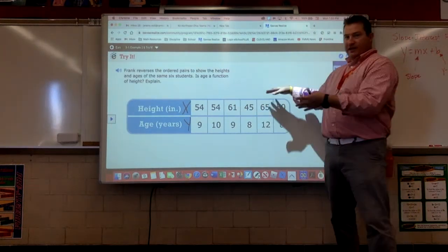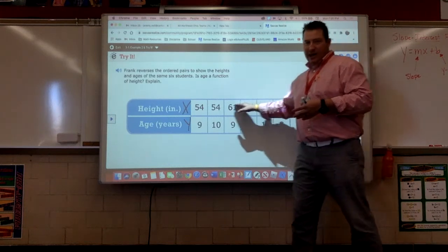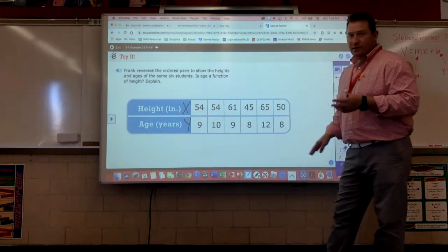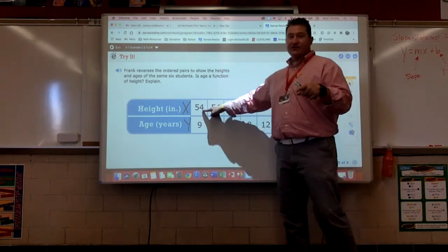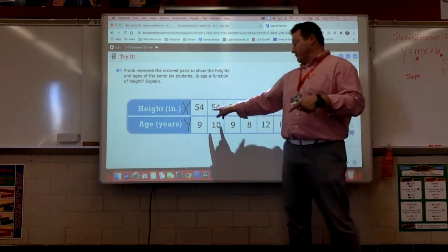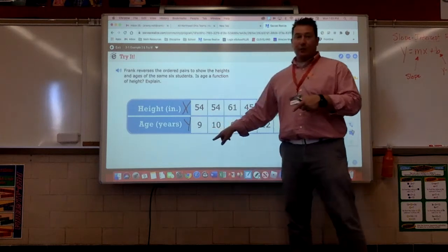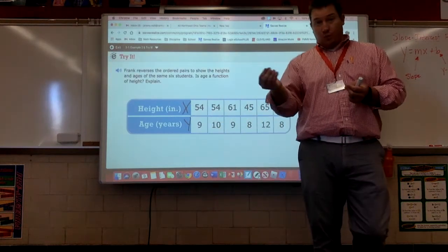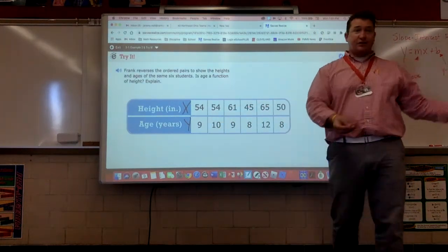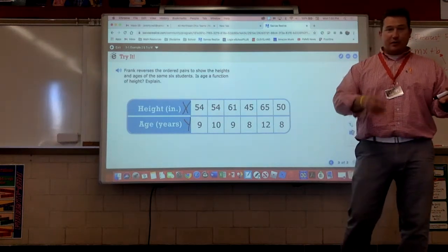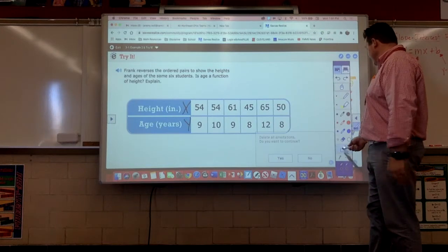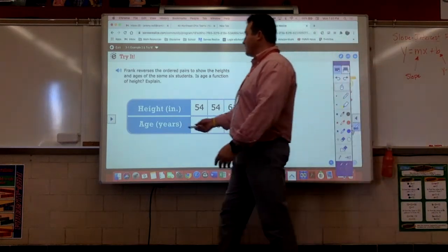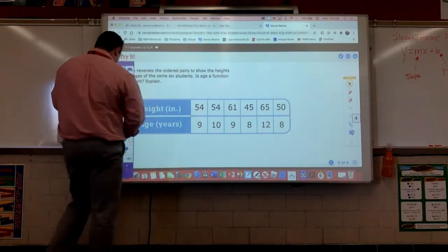So I want you to focus in here just on the x's, right? Do any of these x's repeat? Yeah. That's right. I got 2 54s. Look, I get 2 different outputs. So once again, this input 54 has 2 different outputs. Does each input have exactly one output? No. Is this a function? No. Absolutely not.